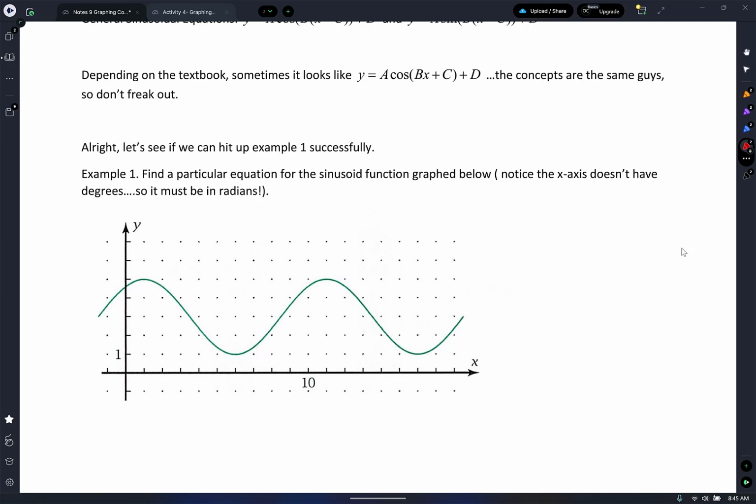And then it says, depending on the textbook, sometimes it looks like a cosine bx plus c. If it looks like this, you have to factor out a b so you can figure out your shift. No big deal, guys. Relax. The concepts are the same, so don't freak out.